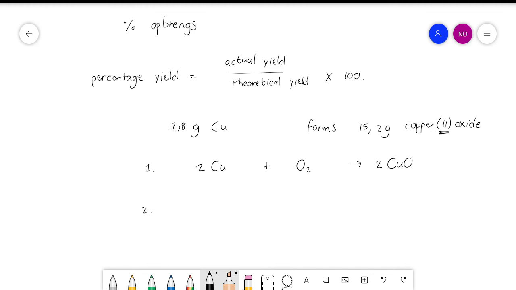Number 2, they asked us to calculate the percentage yield. So wat ek nou kan doen is, I'm going to put that on the back burner. Because that is the actual yield.